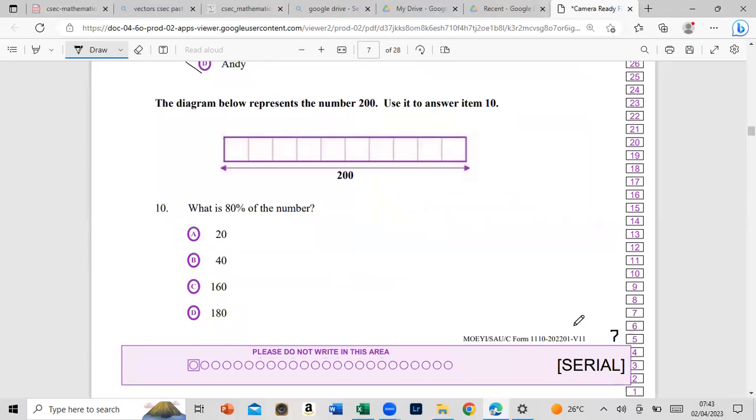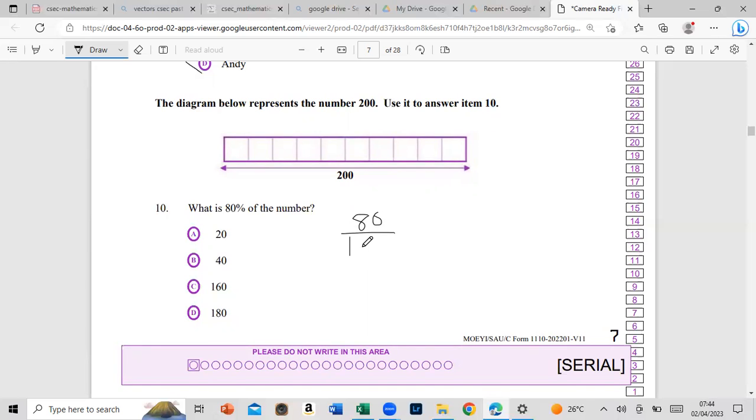The diagram below represents the number 200. Use it to answer item 10. So guys, we are at number 10, hit the like button. What is 80% of the number? Now, you can just find 80% of 200. So somebody type that in. Let's press it in.